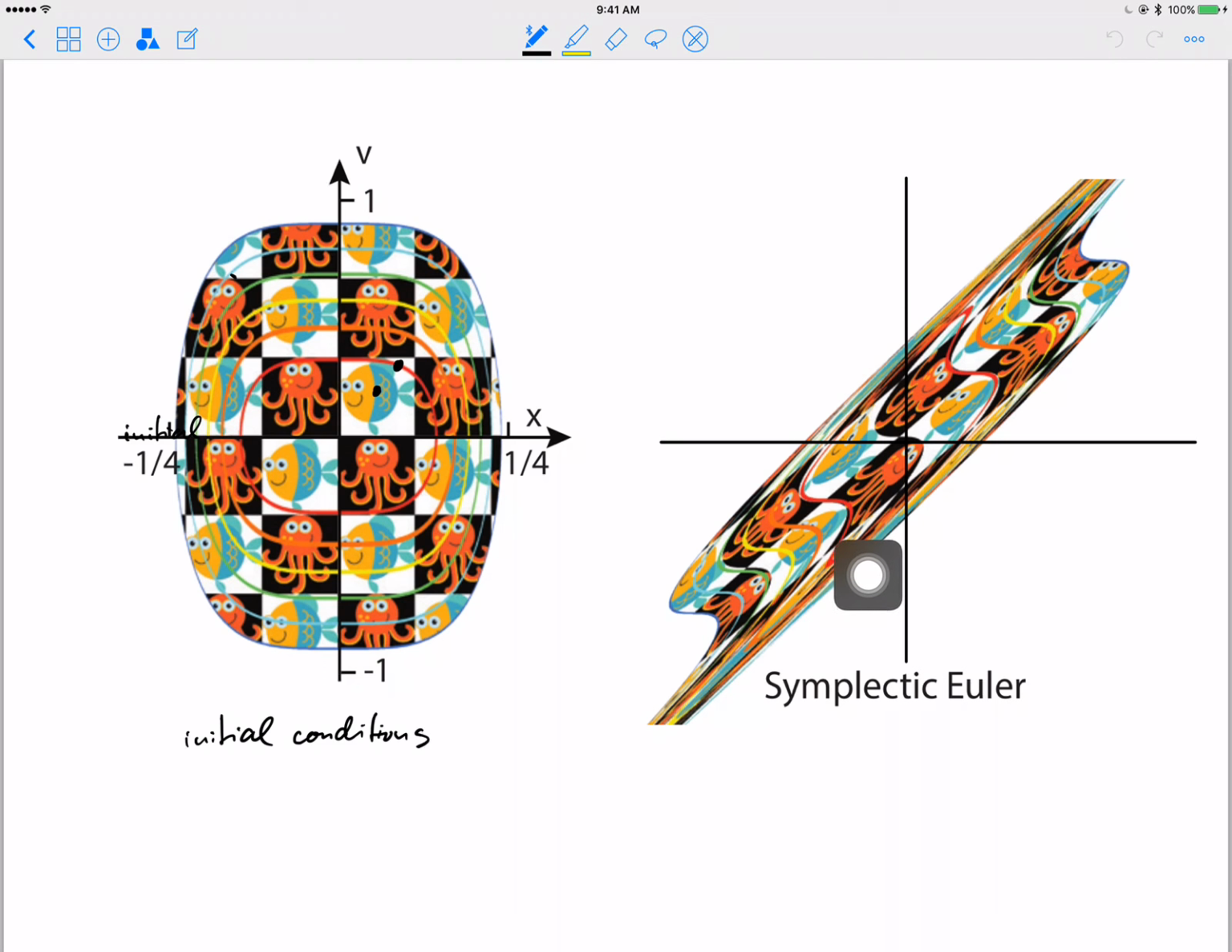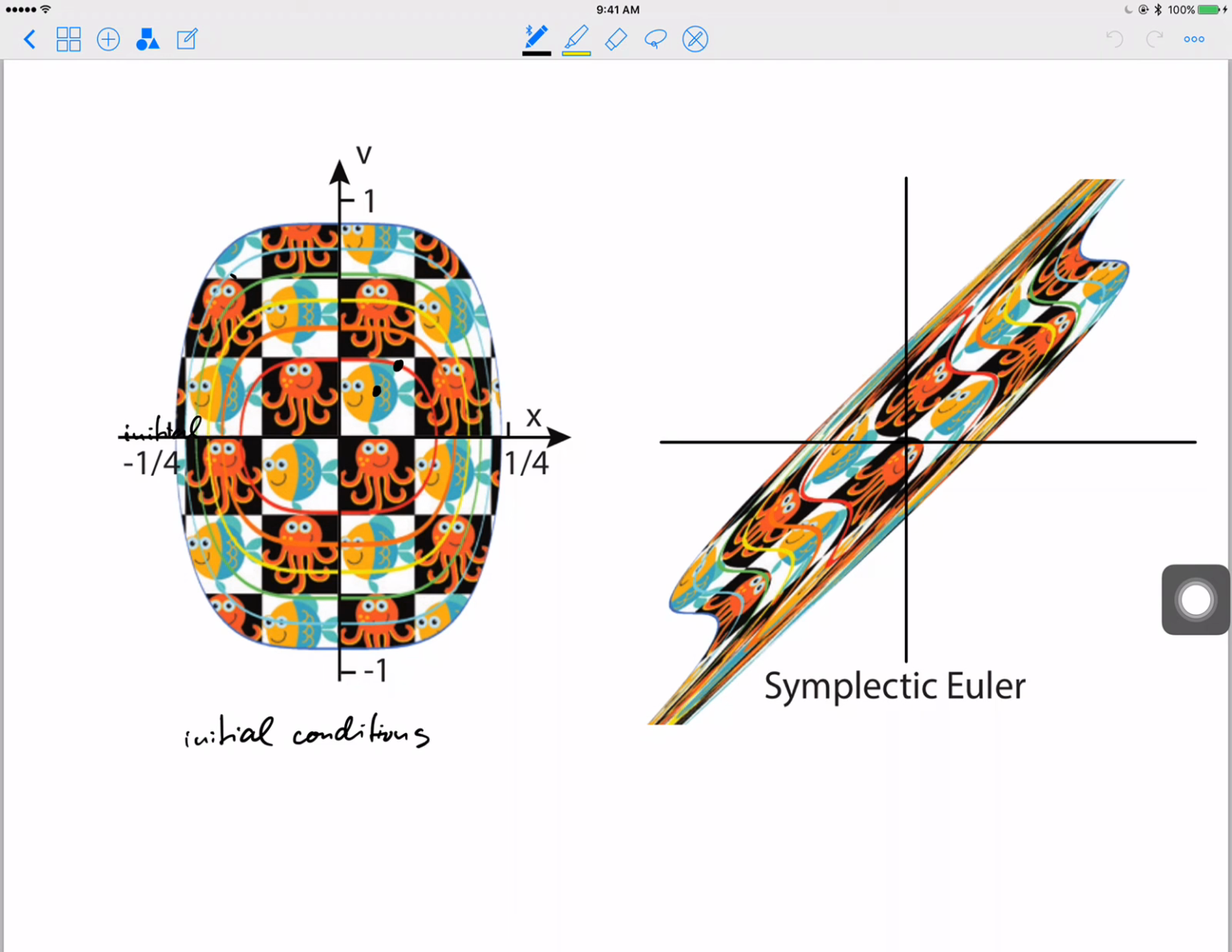Okay, there might be a lot of distortion. You can preserve area with a ton of distortion, and that's kind of what is happening here. Look at this fish. It got squished like crazy, but the area actually still adds up. So it's still the same area as this poor fish over there. And that's the hallmark of symplecticity.